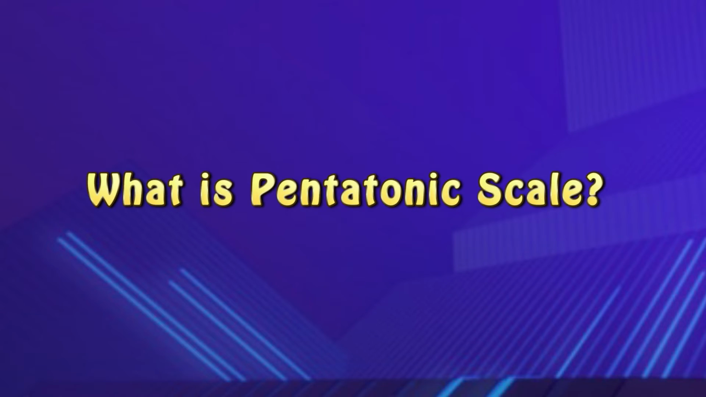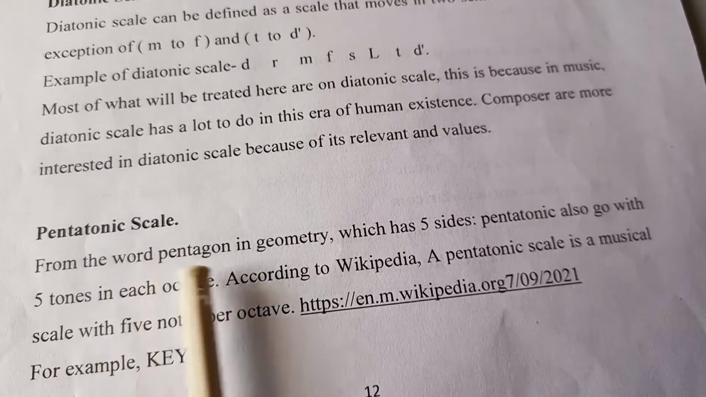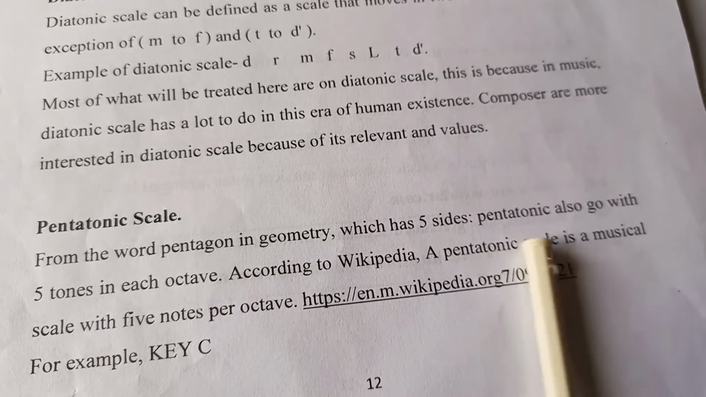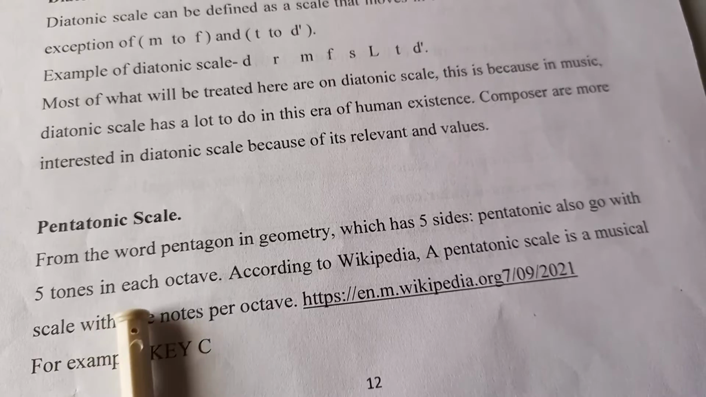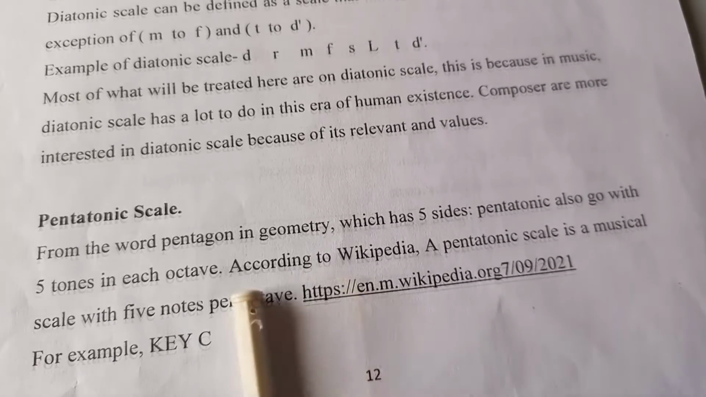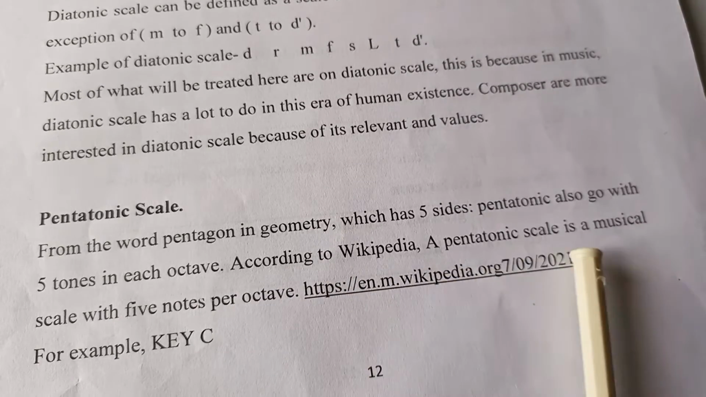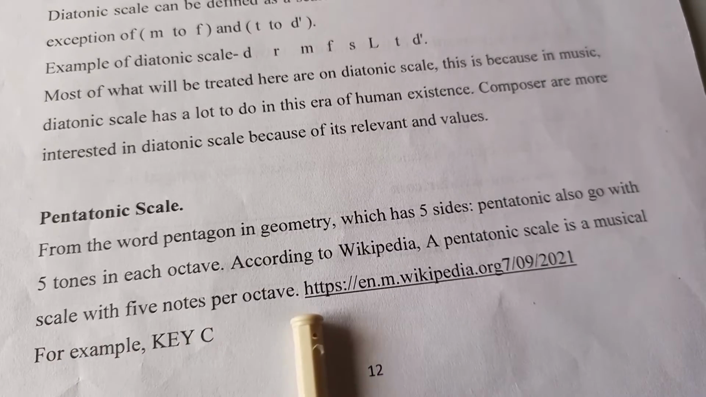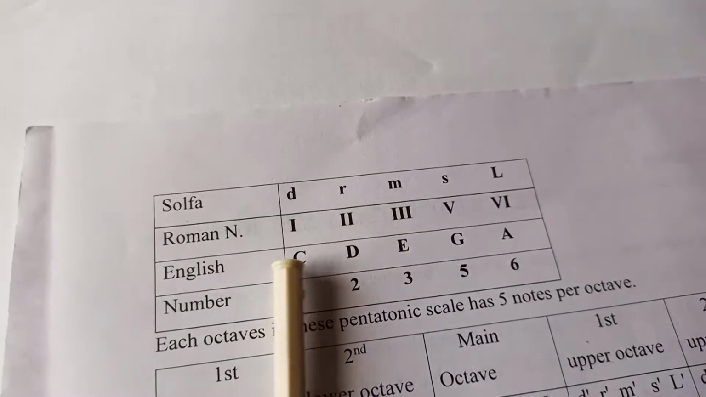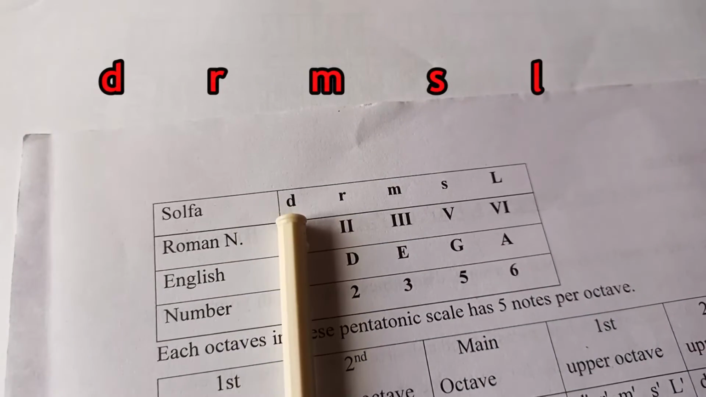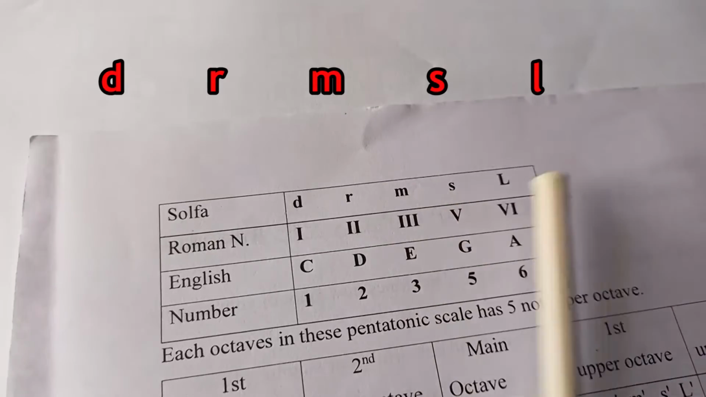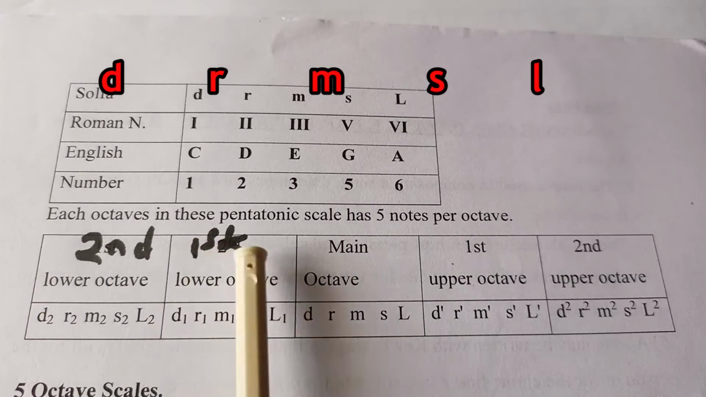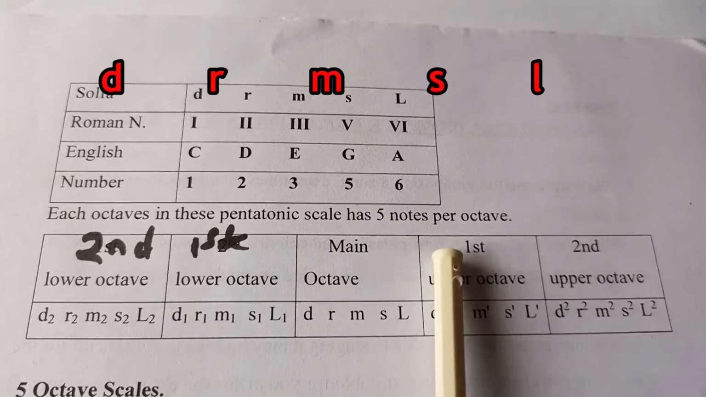The next one is pentatonic. From the word pentagon in geometry, which has 5 sides, pentatonic also goes with 5 tones in each octave. According to Wikipedia, a pentatonic scale is a music scale with 5 notes per octave. So this is an example of pentatonic scale. It has Do, Re, Mi, Sol, La. So each octave in this pentatonic scale has 5 notes per octave.